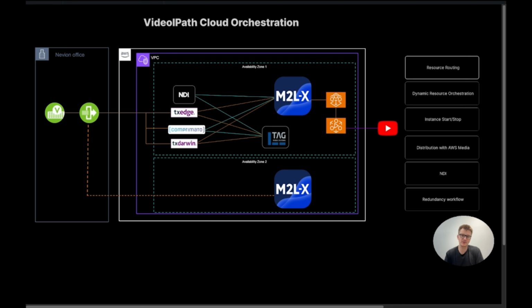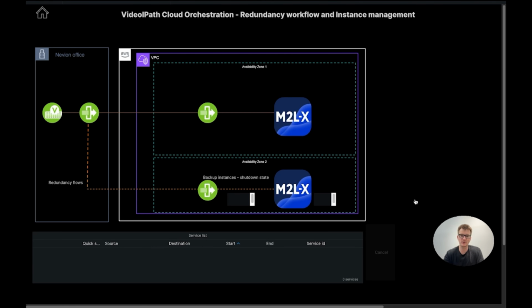In this short video, I wanted to show you new capabilities of VideoIPath and how VideoIPath can help you in orchestrating your ground-to-cloud connections and handle redundancy workflows. In our example, we are going to route HEVC sources from a Virtuoso hardware encoder located in our Nevion office on-prem via SRT over public internet into AWS VPC.